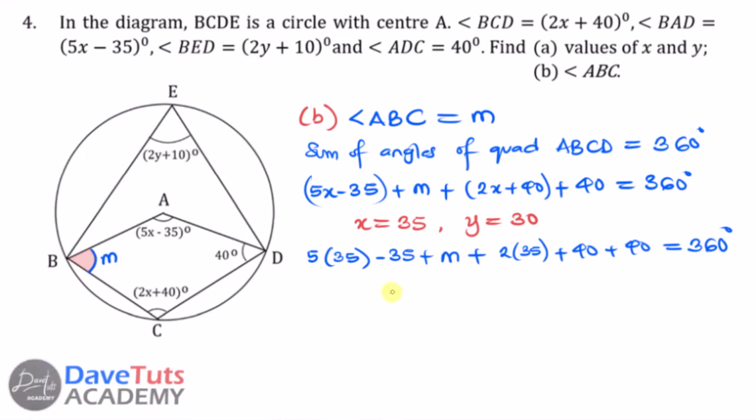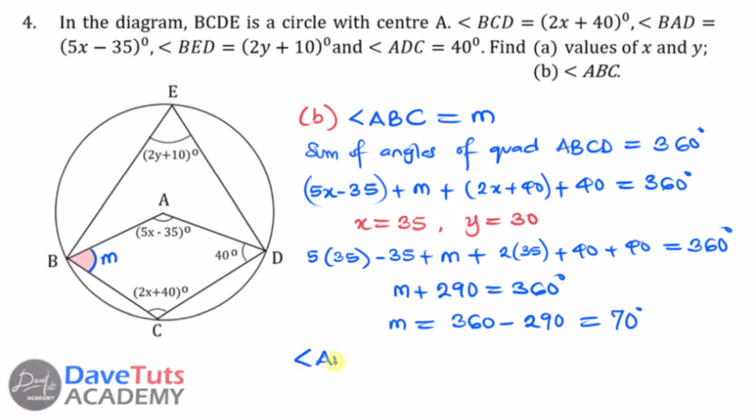So I have m plus 290 is equal to 360 degrees. So if I subtract 290 from both sides, m will be 360 minus 290, and that's going to give me 70 degrees. Okay, so angle ABC, which we are asked to find, which I've denoted as m, is nothing but 70 degrees. So students, this is as good as it gets.